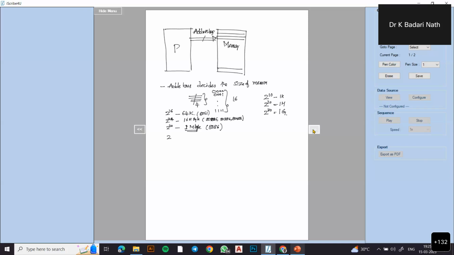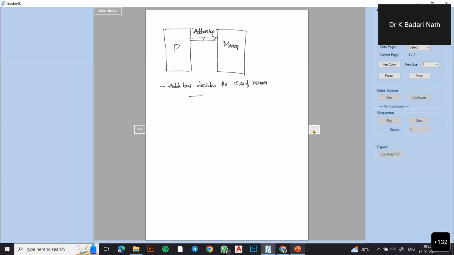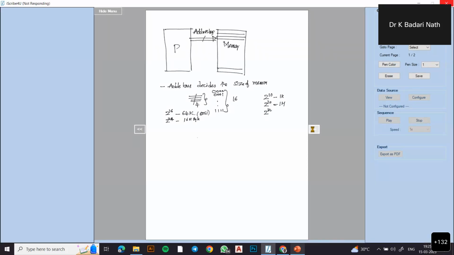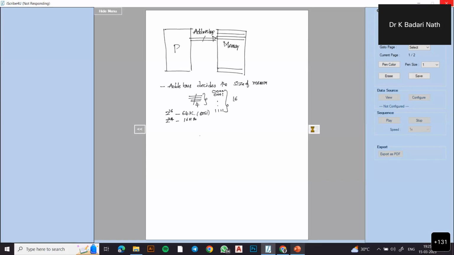Then the latest processors, almost all of them now, provide a minimum of 32 address lines. 1 GB is 2 to the power 30, 31 is 2 GB, 32 is 4 GB. That is 4 gigabytes. 4 gigabytes is the total memory possible in most of the Pentium machines available. Once I know the number of address lines provided by the processor, I can always specify how much is the memory capacity.